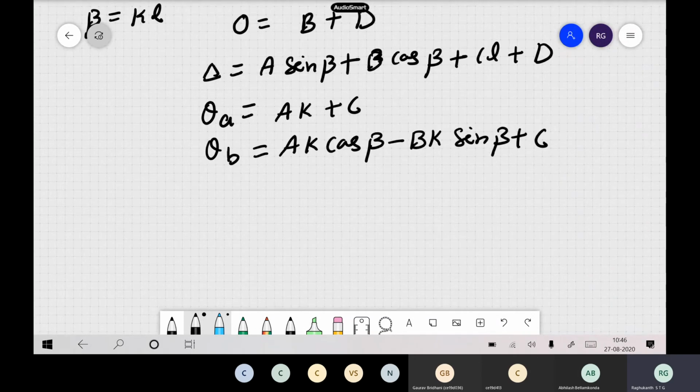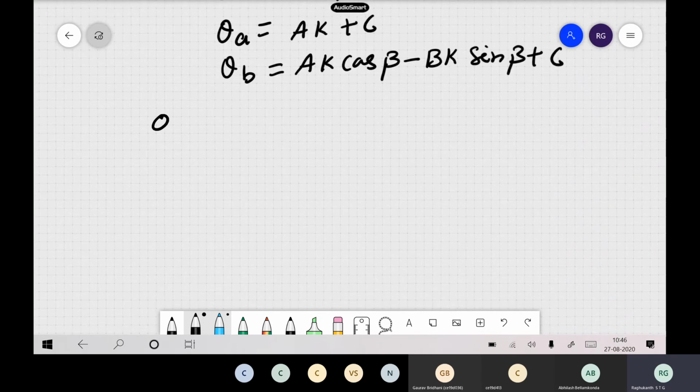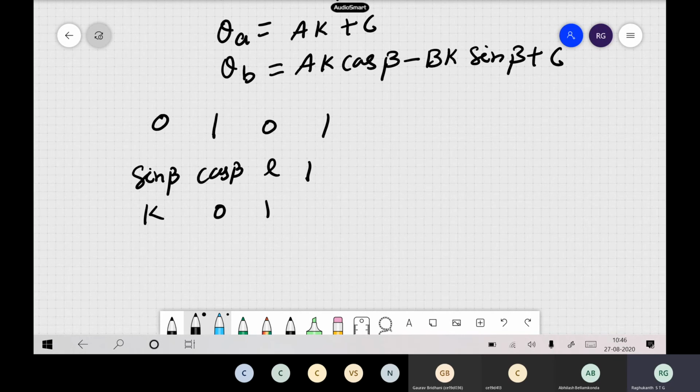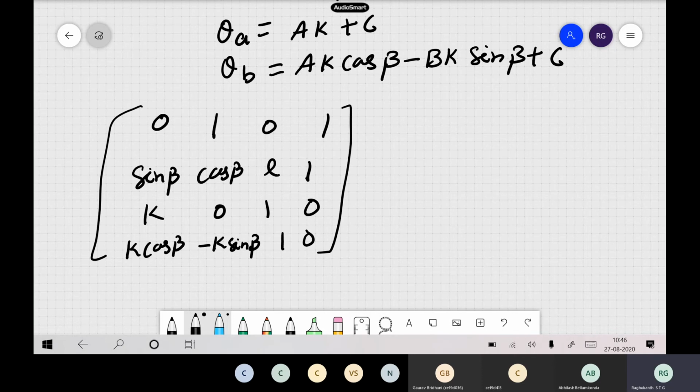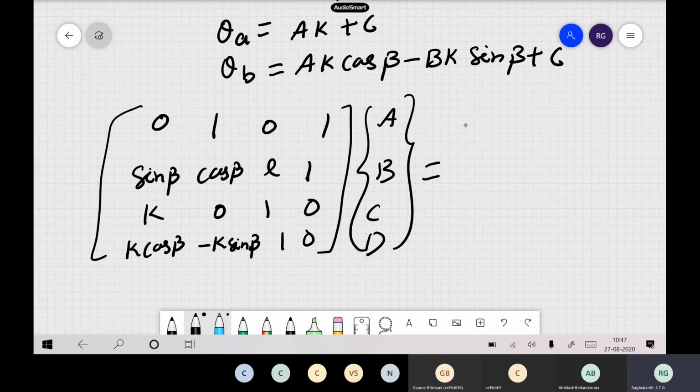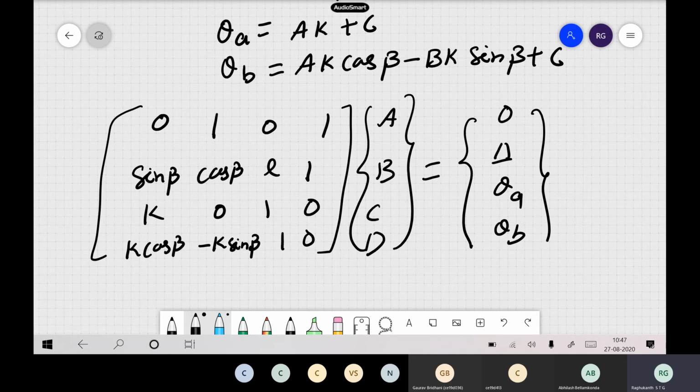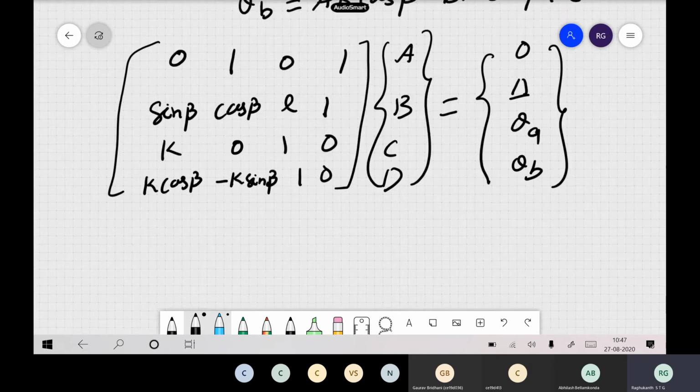4 things are there. So now you can write it in a matrix format also, like 0 1 0 1, sin beta, cos beta L 1, then K 0 1 0, then K cos beta, minus K sin beta, 1 0. So you have a matrix format, A B C D, and your right hand side you have 0, delta, theta A, theta B. So these are the 4 equations. If you write nicely, you will get this one.